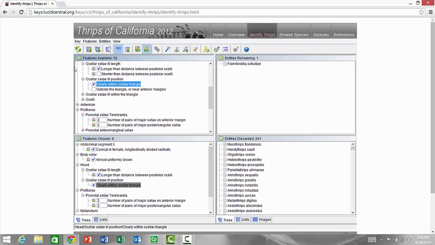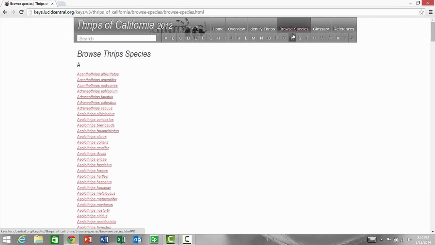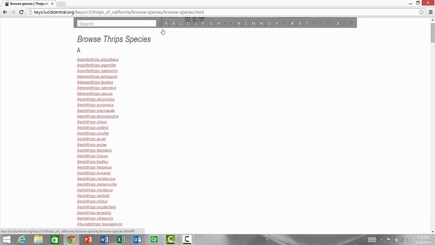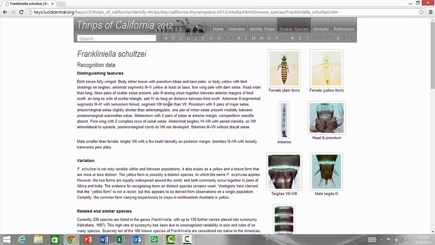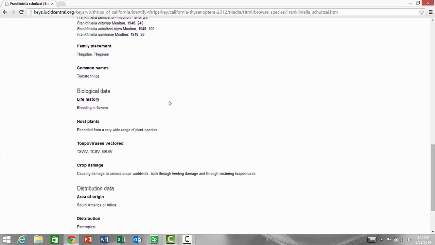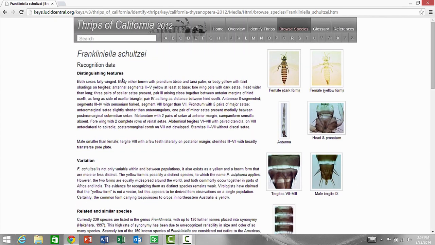We have an identification. Again, one of the very nice features of this Lucid key is we can now go over, which is what I always do if I'm unfamiliar with a species, and click Browse Species. We've chosen Frankliniella schultzei, so let's click on F and go down and find this page for Frankliniella schultzei. And click on that, and we'll see the additional information on this page about Frankliniella schultzei. And it has distinguishing features. Our keys are made for males, but there's also information about males should you have had a male specimen.